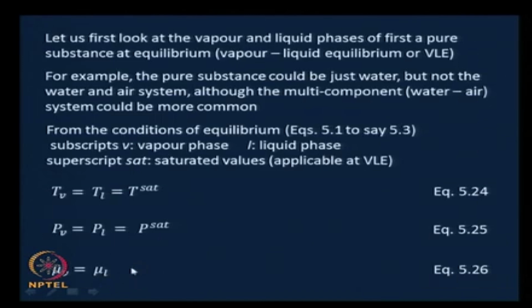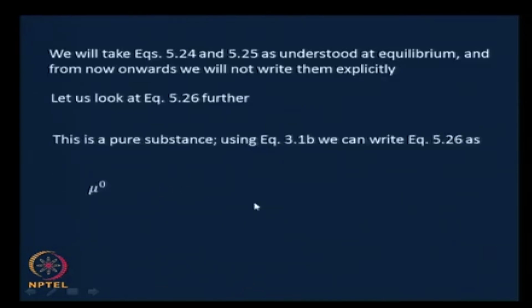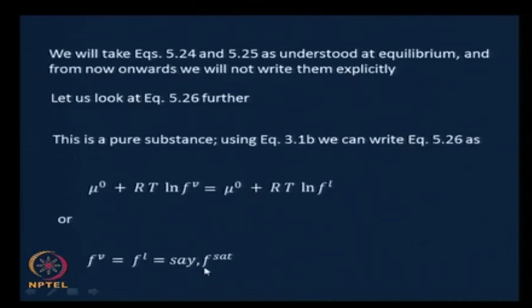Mu V equals mu L is what arises as a part of writing the chemical equilibrium in the liquid-vapor equilibrium case. If it is a pure substance, we said we could write mu V as mu naught plus RT ln Fv, and mu L as mu naught plus RT ln Fl. So cancelling the terms, the fugacity of the pure component in the vapor phase must equal the fugacity of the pure component in the liquid phase, and we said that must equal F sat, because saturated conditions exist when there is a liquid to vapor or a vapor to liquid transition.